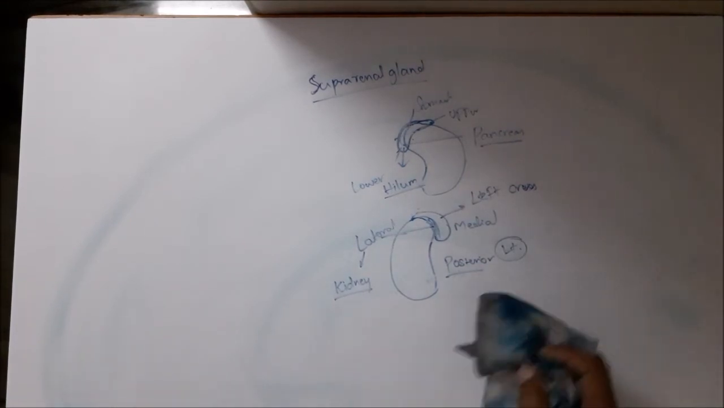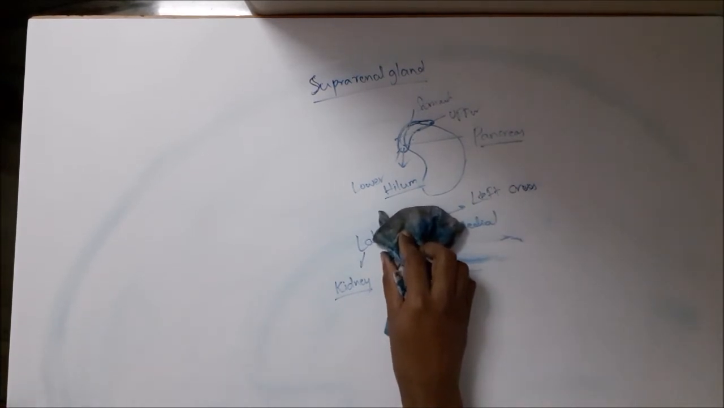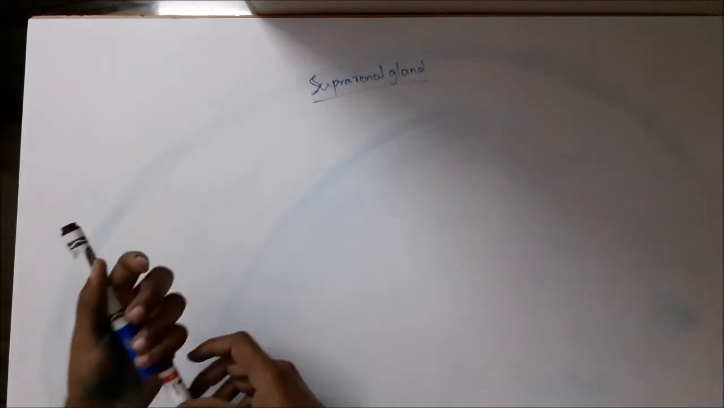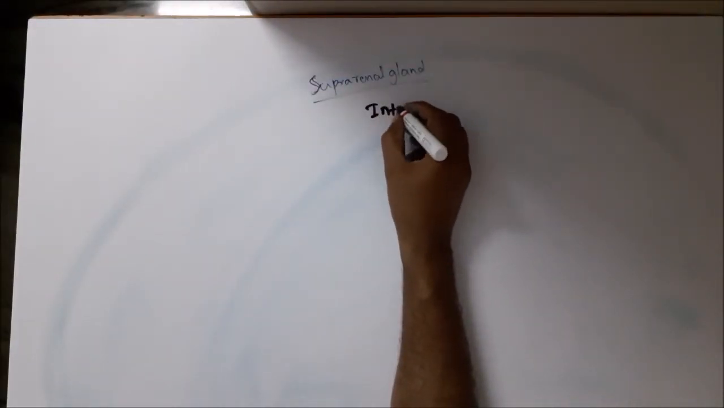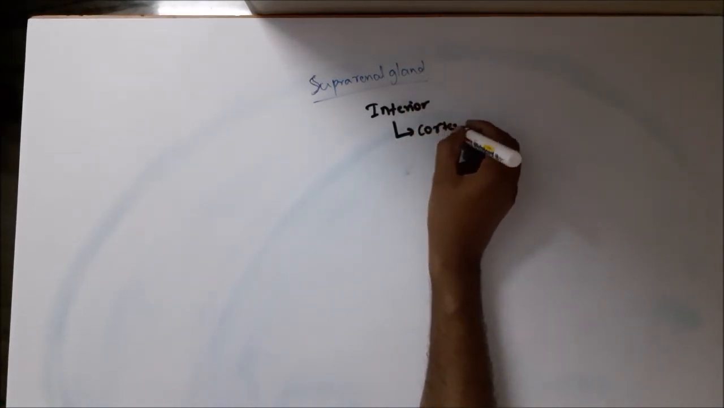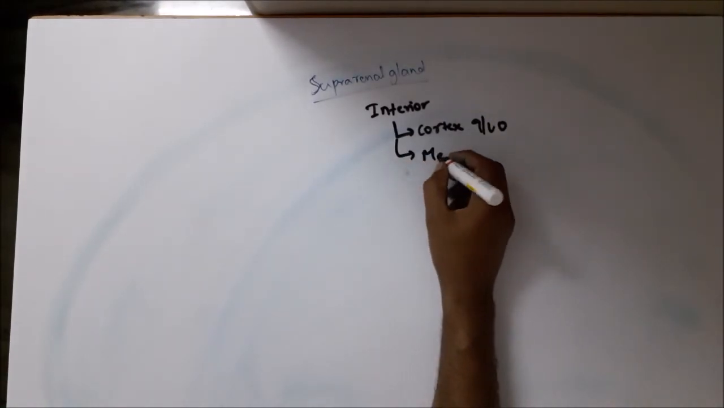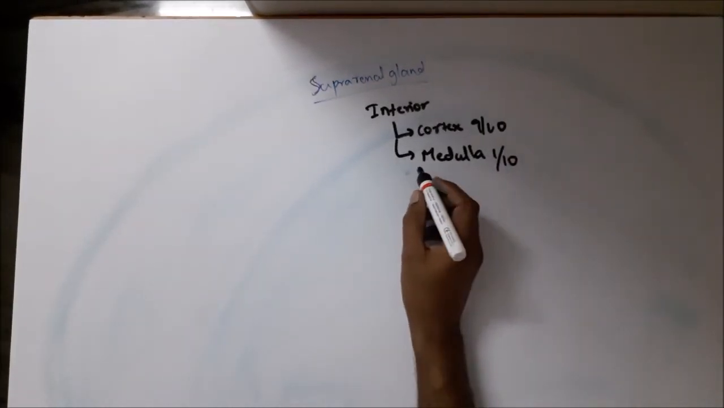Then coming to the interior of this suprarenal gland, you have three things in the cortex and one thing in the middle. The interior of this suprarenal gland has the cortex, which is the outer part, approximately 9 out of 10 parts, and you have the medulla, which is 1/10 of the entire suprarenal gland.